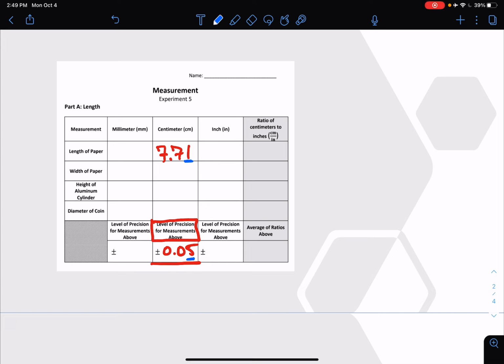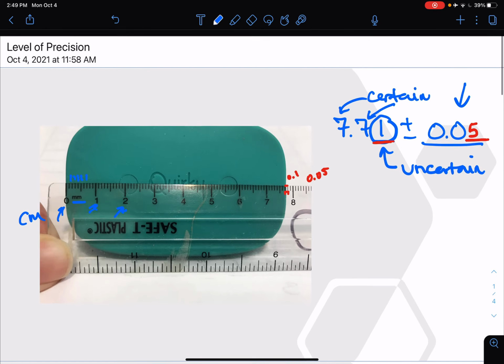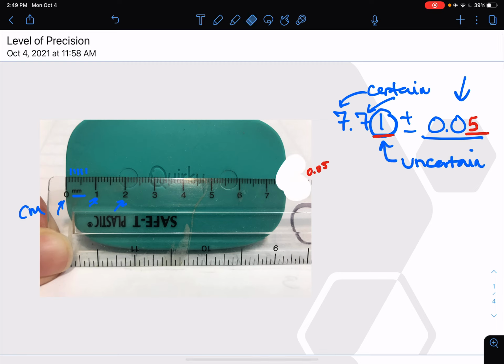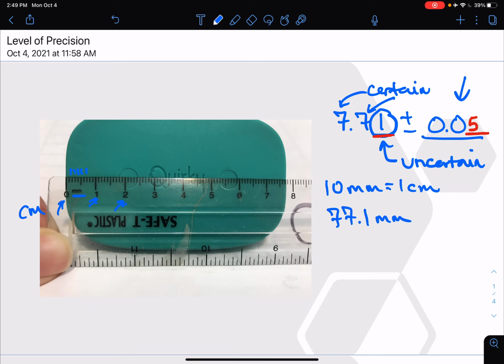All right, so let's back up to millimeters. So let me do a little bit of erasing here. Okay, and for millimeters, we have 10 millimeters for every 1 centimeter. So if you did the math on that, you would be expecting 77.1 millimeters. But we're not supposed to do that. We're supposed to actually measure it. So actually measure this, my friends.